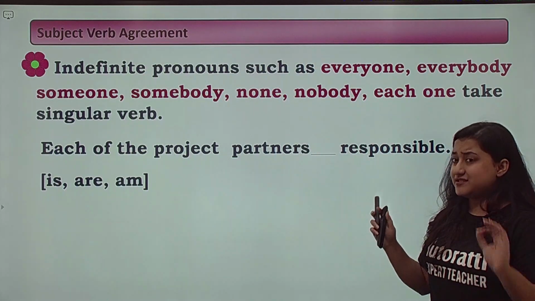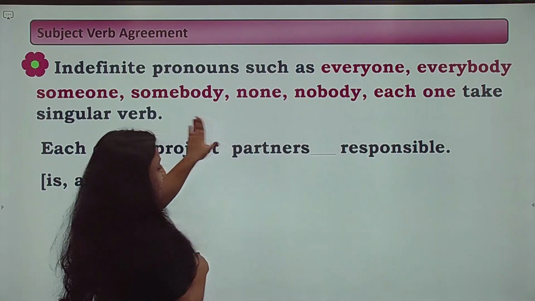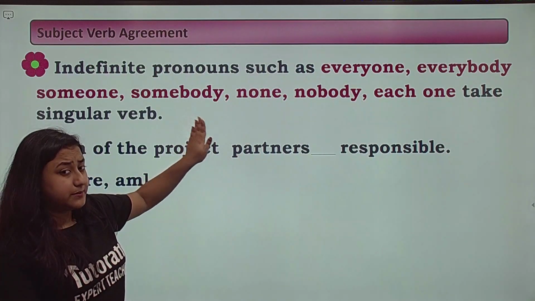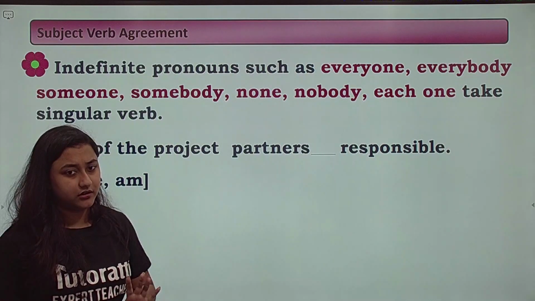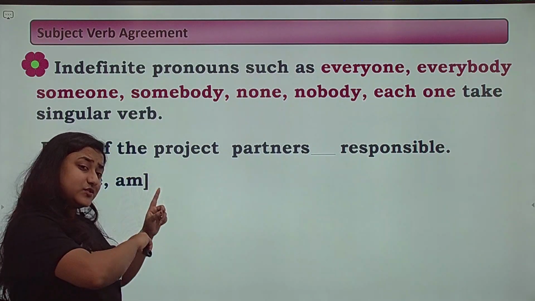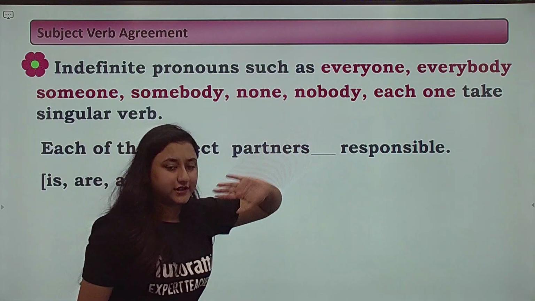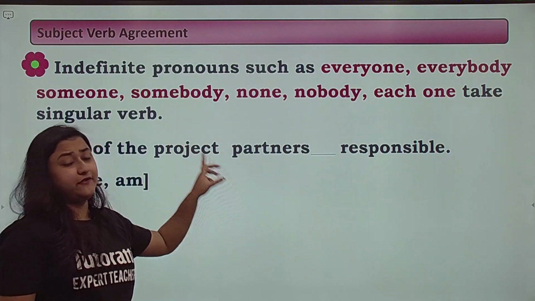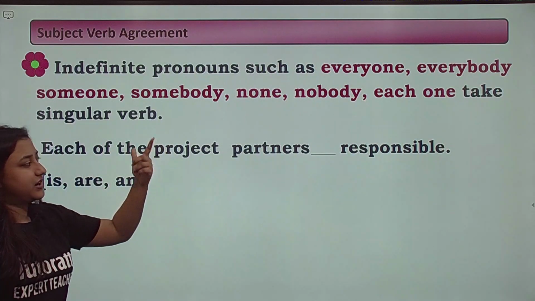Now, students, please don't confuse yourself that when I said that you need to cover the first part of the sentence, that rule does not apply here. You don't bother about the first part of the sentence only if it involves either or and neither nor. Alright. In other cases, you take the full sentence. So, in this one, do not make a mistake by covering this part up and saying partners are responsible. So, you write are. No, students. You can cover the first part of the sentence only if it involves either or and neither nor. Right. Each of the project partners dash responsible.